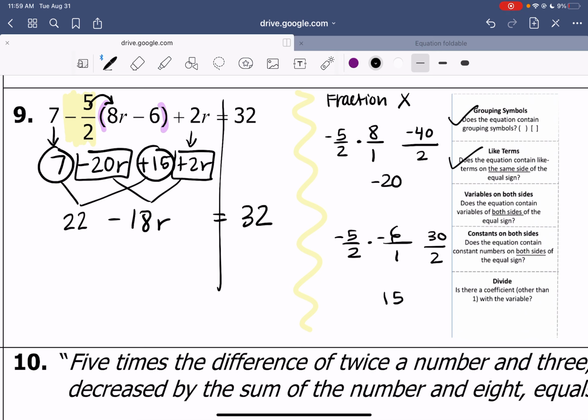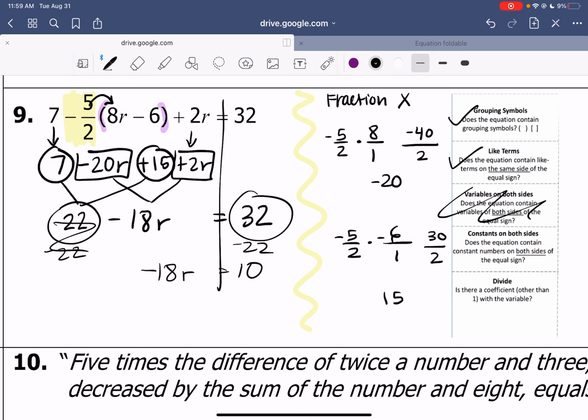Then we don't have variables on both sides, but we do have constants. So we're going to get our constants together. I'm going to subtract 22 from both sides. And now we have -18r equals 10. Then we're going to divide both sides by -18. 18 divided by -18 gives me 1, and I'm left with r equals. Since we don't have a calculator, we're just going to simplify that to its simplest fraction, which would be -5/9.